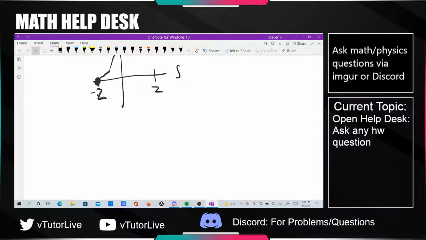No. 5.2.2. Someone's saying something about concavity. Concavity. What's going on with concavity?